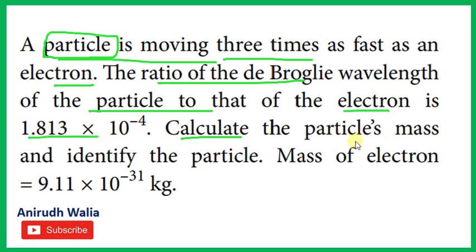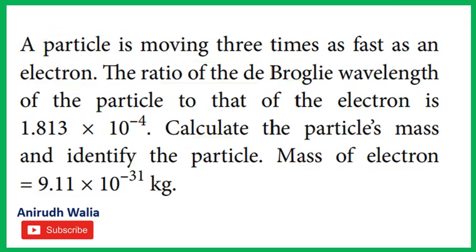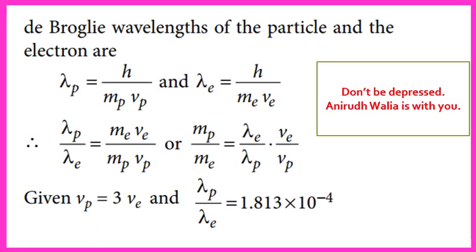You have to find out the particle's mass and identify the particle, whether it is a proton, neutron, or any other particle. One more thing is given: the mass of the electron is 9.11 into 10 to the power minus 31 kg. Clear? Now move to the solution. It's a very easy problem. I'll provide the hint before that: lambda equals h upon mv. If you know the formula, you can easily substitute the values and get the answer. Okay, start with the solution.